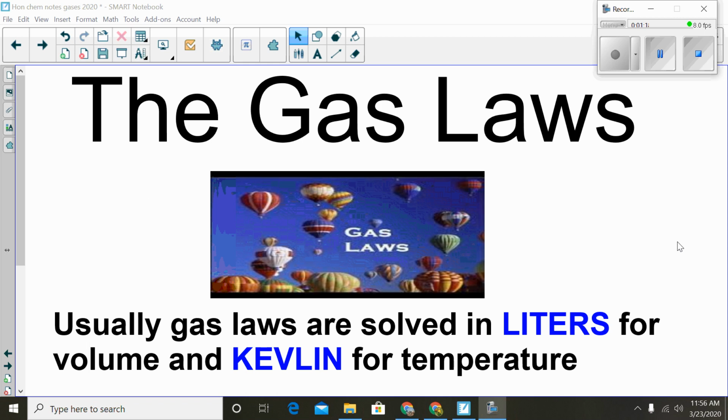And one last thing you'll see up on the screen. Usually the gas laws are solved in liters for volume. That's the capital letter L, so be careful: if you see milliliters, you have to change that to liters. And then Kelvin for temperature. So I did ask you to practice how to convert Celsius to Kelvin. It is not too difficult. You have to add 273. You just have to remember to do so if a law requires temperature.